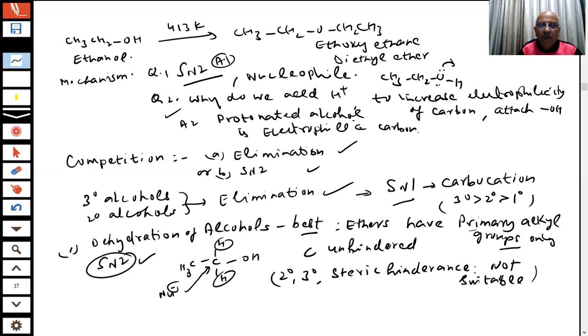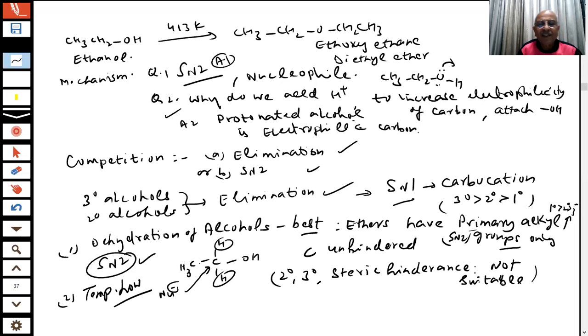The smaller the groups, the easier the SN2 reaction. We already know, when we discussed SN2, we said 1-degree is more than 2-degree, more than 3-degree. That we told you for SN2 in the case of haloalkanes also, yes or no? So the important point is that it should be unhindered. And second, the temperature should be low, because if you have high temperature, more energy is available and elimination takes place.